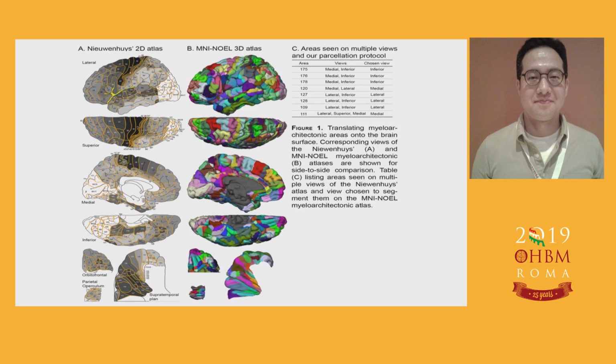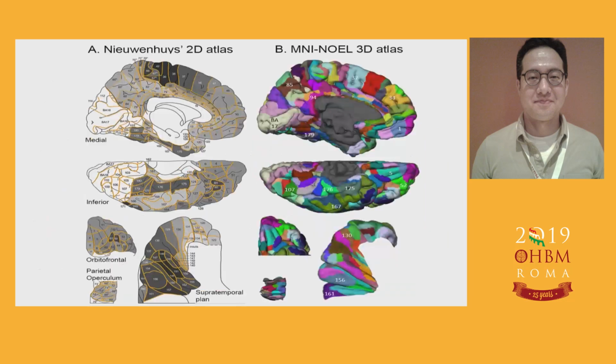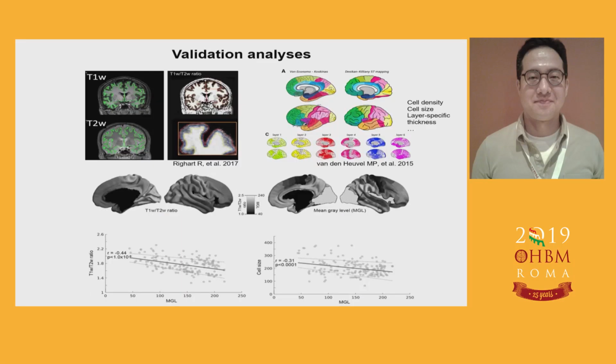So finally, we made this myeloarchitectonic 3D atlas. We coined it along our name, the MNI Nouvenoi 3D atlas, as you see across the multiple views. We are really working on validation of how accurately we drew these boundaries. But as you see now, the area numbers and the correspondence between the 2D Nouvenoi atlas and our 3D atlas are not so bad across the lateral, superior, medial, inferior, and hidden surfaces.